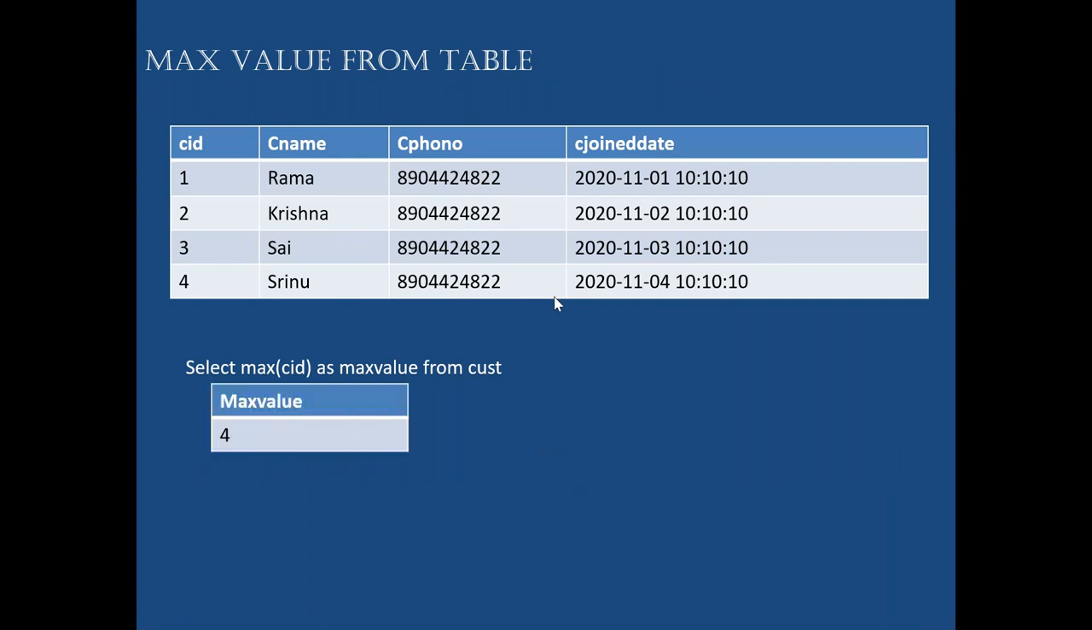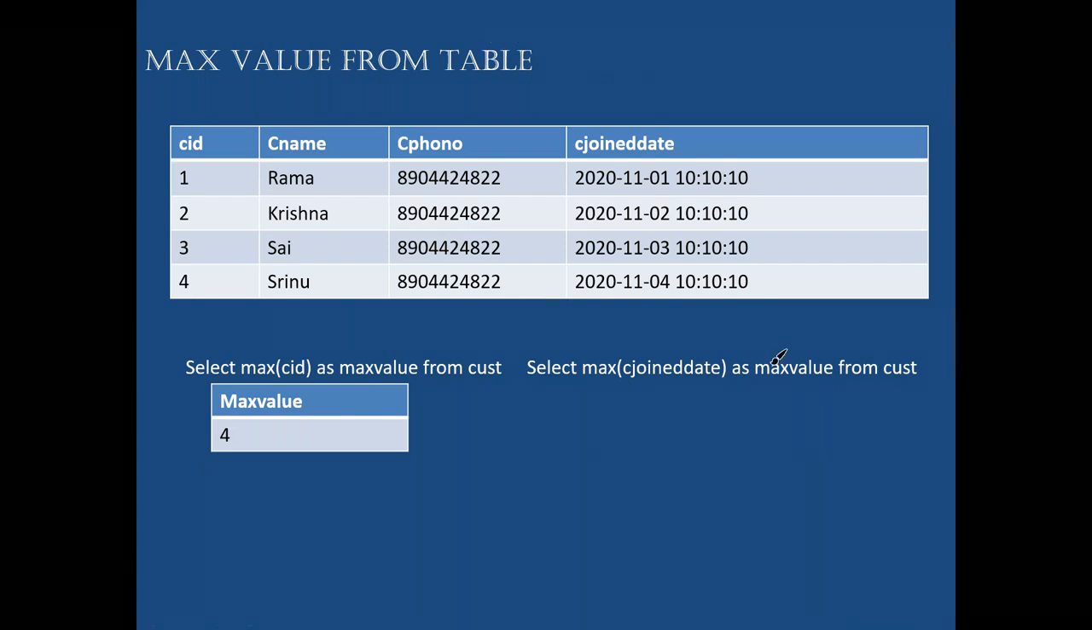Simple query. For example, if I want C joined date, max C joined date, what should be the query? Select max C joined date from cust table. See this as we are using for populating the column name. Whatever you have given as, that will be your column name. Okay, remember.